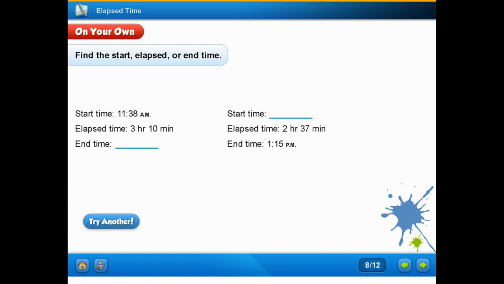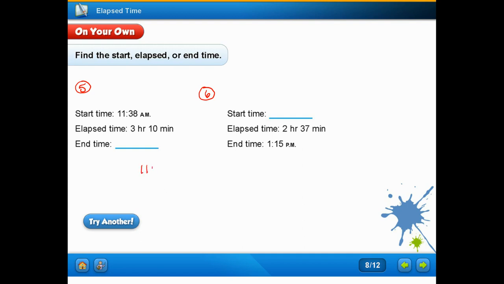We have start time at 11. This is number 5. I skipped to number 4, so we're starting at number 5 here. Number 5 is this. We are going to start at 11:38. Let me mark this real quick. This is number 5. This is going to be number 6. We're starting at 11:38, and we have 3 hours and 10 minutes. They're going to elapse, which means they're going to take place.